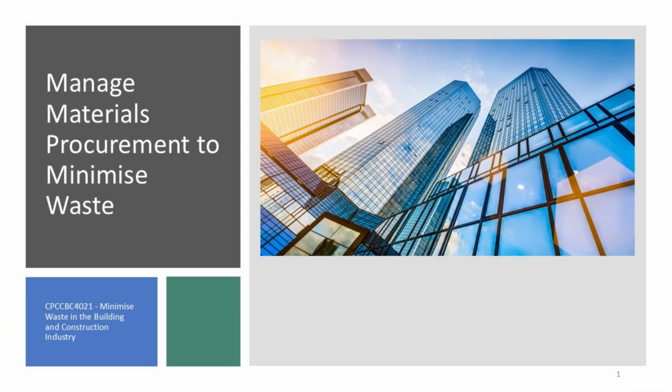Section 3. Manage materials. Procurement to minimise waste. Procurement decisions directly affect waste volumes. The aim is to select materials that are durable, fit for purpose, and supplied in a way that reduces packaging and damage. Procurement also includes ordering accurately, planning deliveries to match the work sequence, and confirming suppliers can support recycling, take-back, or low-waste delivery options. Good procurement reduces surplus material and prevents waste created by wrong items, late deliveries, or poor storage.